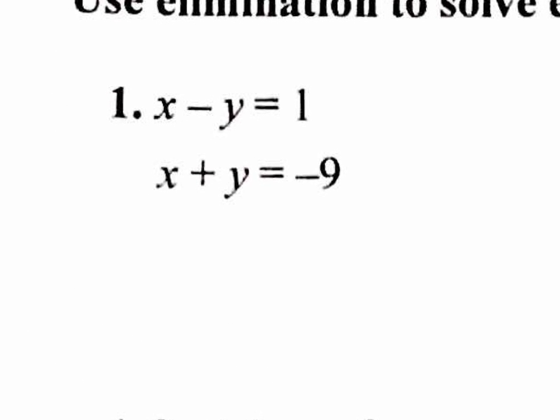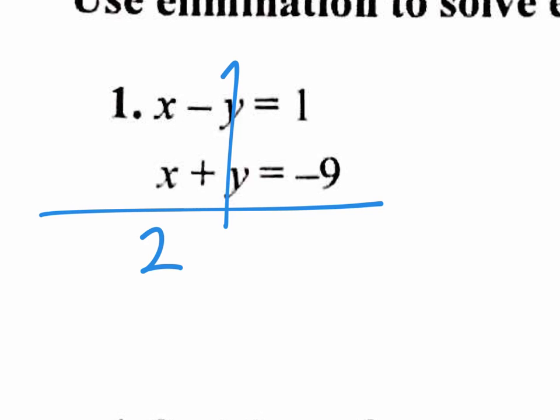Now, I want to ask you, what do you want to cancel out, x's or y's? Y's. Now, why would I want to cancel out y's instead of x's? I could cancel out x's if I want, but if I wanted to cancel out x's, I would have to change the whole top equation by multiplying by negative 1 so it could cancel out with the positive 1 down here. But the y's, if you look at it, it's already done. It's already ready for you. So you just draw a line, cancel. X plus x is 2x. Bring down the equal sign.